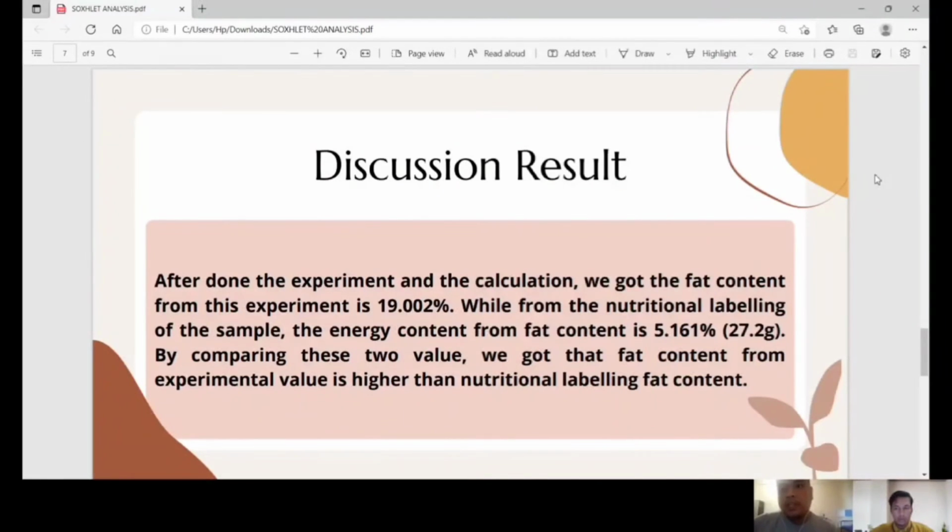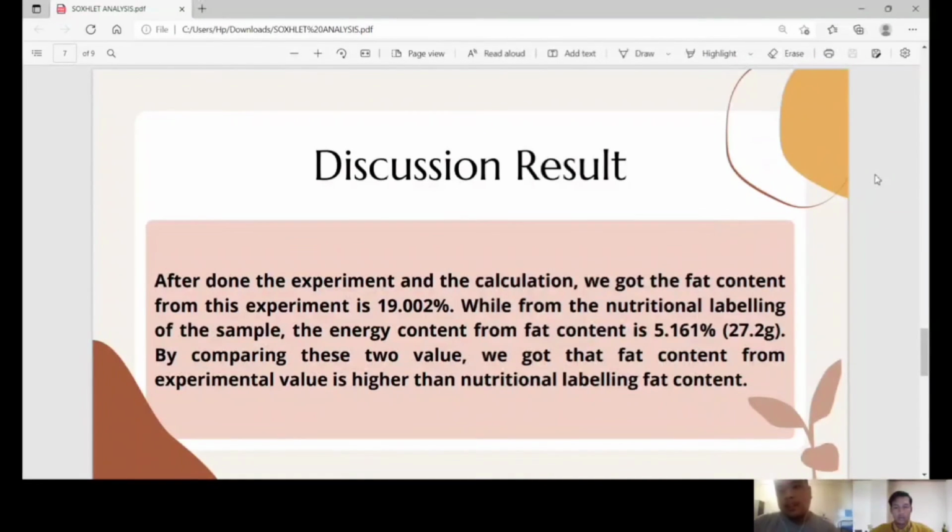After doing the experiment and the calculation, we got the fat content from this experiment as 19.002%. While from the nutritional labeling of the samples, the energy content from fat is 5.161% or 27.2 grams. By comparing these two values, we found that the fat content from the experimental value is higher than the nutritional labeling fat content. The reason for the difference between the two values is maybe there was some error while we were doing the experiments.